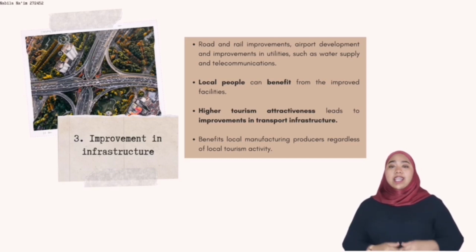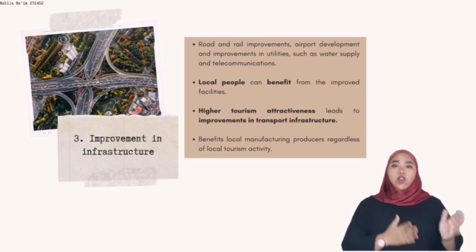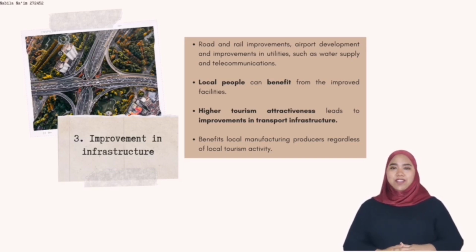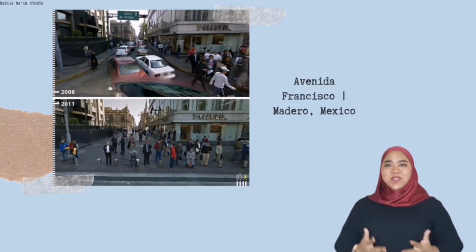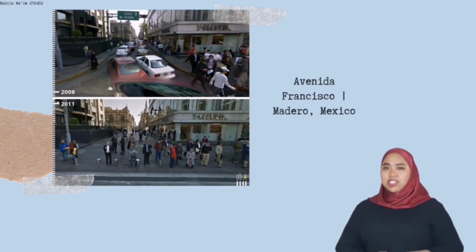Not only that, higher tourism attractiveness leads to improvement in transport infrastructure that could benefit local manufacturing producers regardless of local tourism activity. Okay, this is one example of improvement in infrastructure.